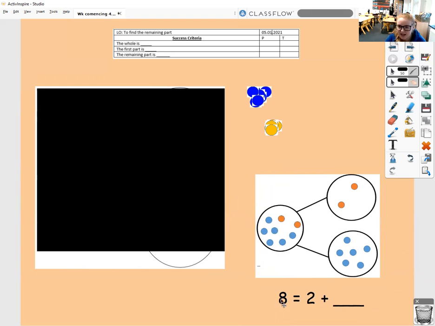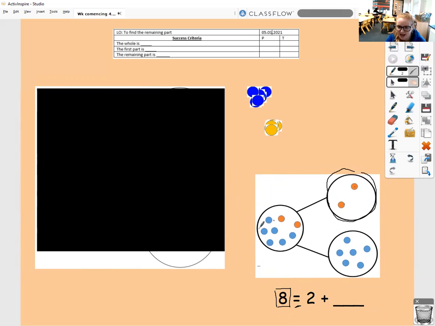So our number sentence here is saying that our whole is, let's have a count, 1, 2, 3, 4, 5, 6, 7, 8. Our whole is 8. Fantastic. 8 is at the start of our number sentence, our whole. Our whole does not always have to go at the start of our number sentence, but it is here. So 8 equals 2. Which one of these parts is a 2? This is a 2. 1, 2. So this here is our first part.